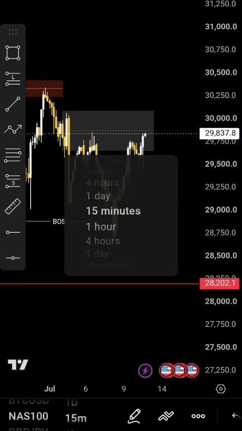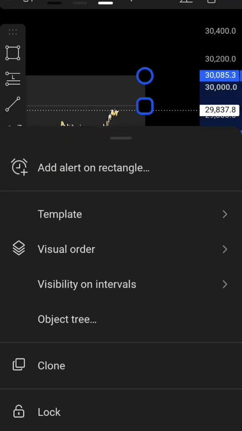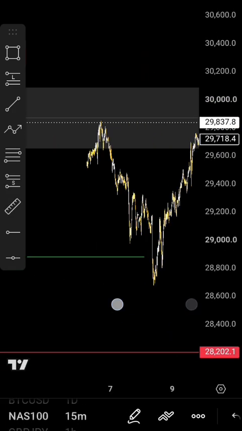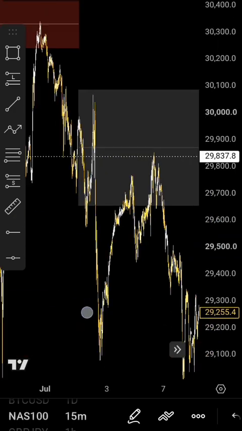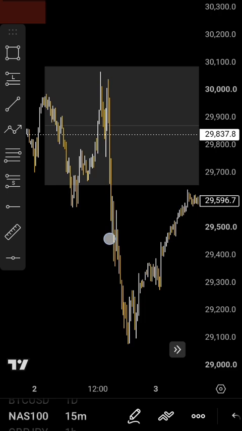So straight into our 15 minutes time frame, we come here. Let me just quickly lock this so that you don't interfere. Now this becomes our 15 minutes time frame. Now inside the 15 minutes time frame, we are going to look for our confluences.